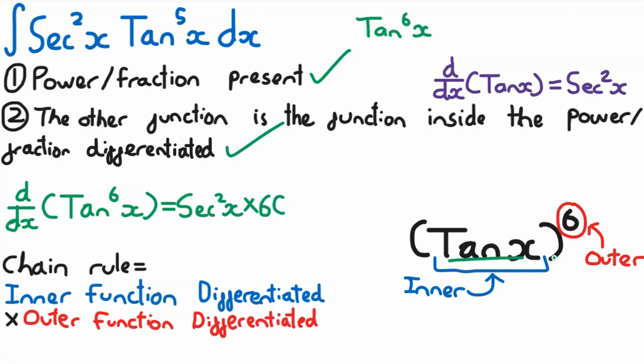Remember, this tan of x is going to remain the same. We don't touch it, so it's still going to be tan of x, and now it's going to be to the power of, instead of 6, it's going to go down 1, so it's going to be to the power of 5, like this here.